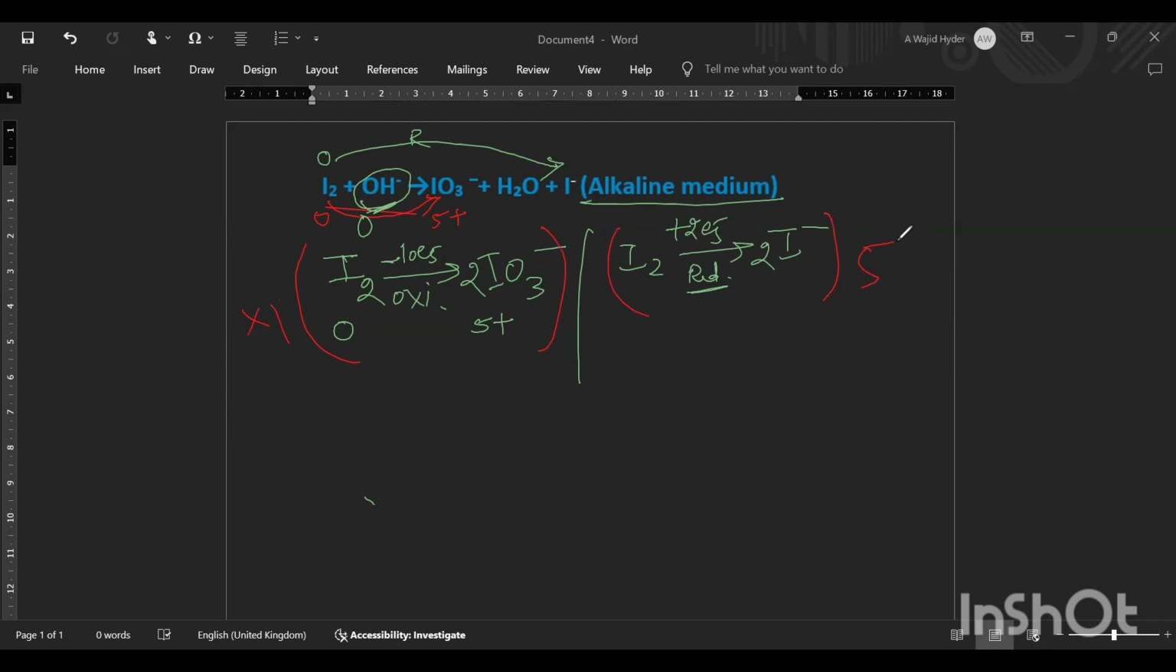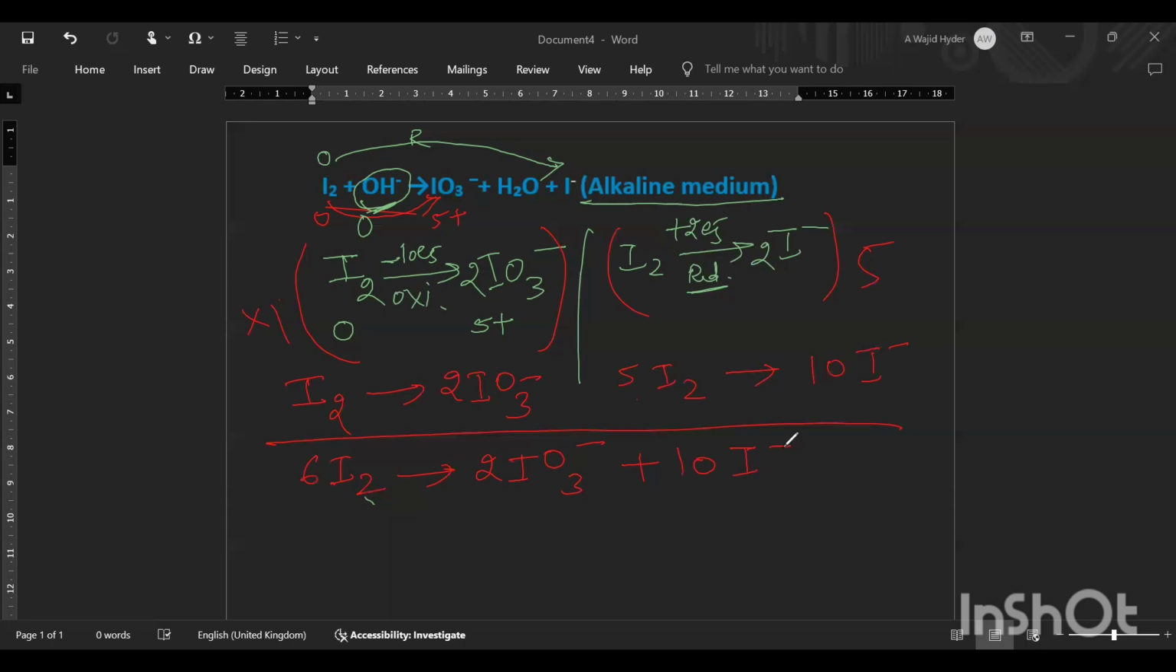Now see what is next here. You have multiplied this by 1, so I2 is changing to 2IO3-, and here it is multiplied by 5, so 5I2 will give you 10I-. Now what you will do is add both these steps. So 5I2 + 1I2 will give you 6I2. 6I2 will give you 2IO3- + 10I-.